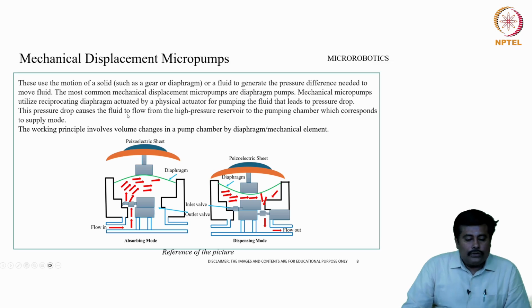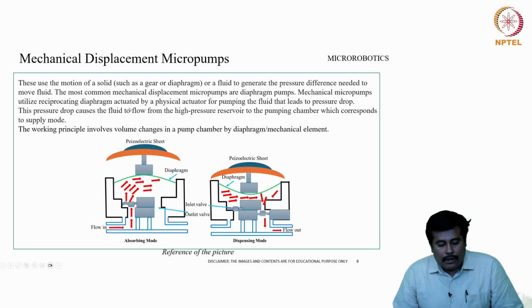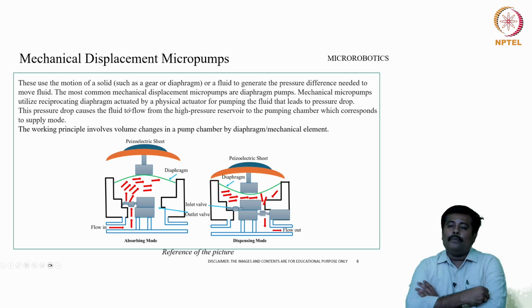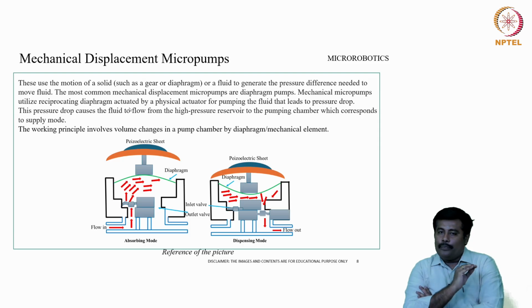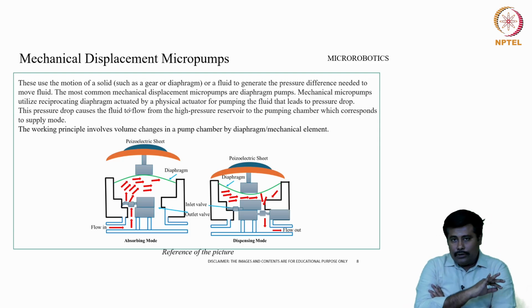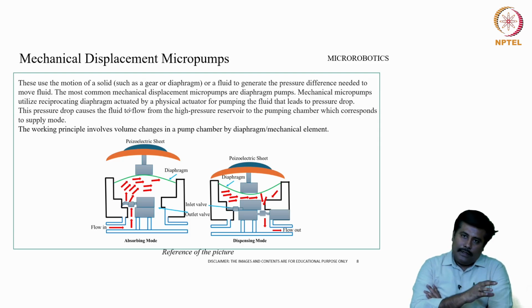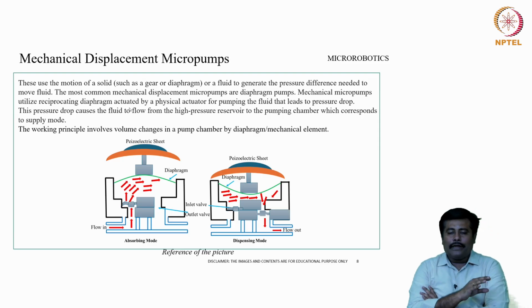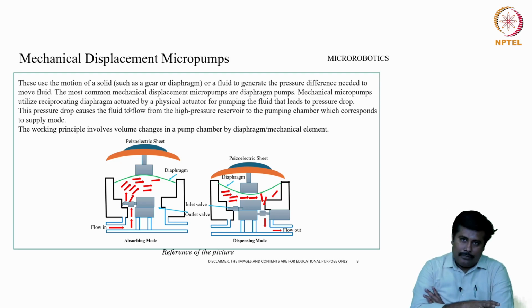The motion of a solid such as a gear or a diaphragm, or of a fluid, generates the pressure difference which is needed to move the liquid. Ideally, these gears and diaphragms act as the key actuating medium for the movement of the fluid. The most common mechanical displacement micropumps are the diaphragm pumps.